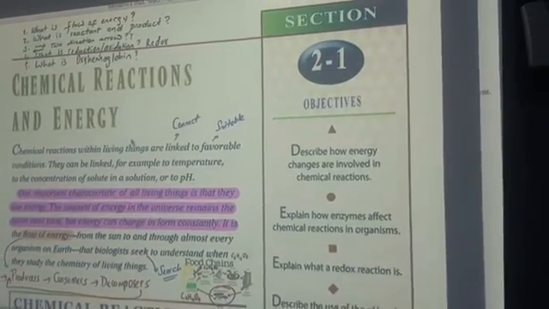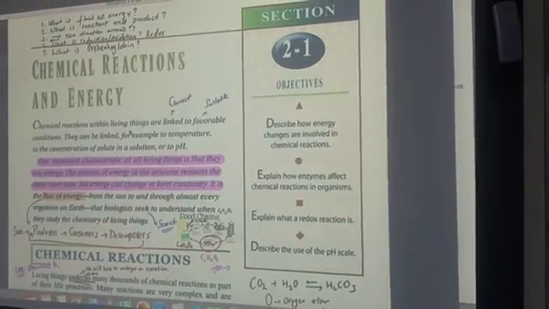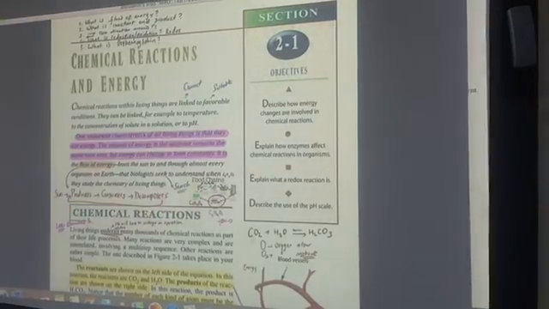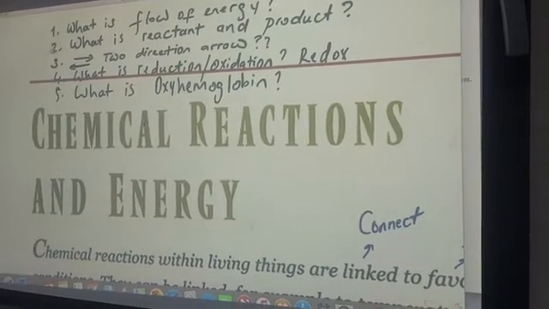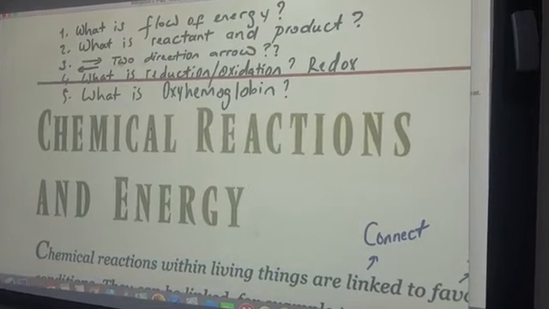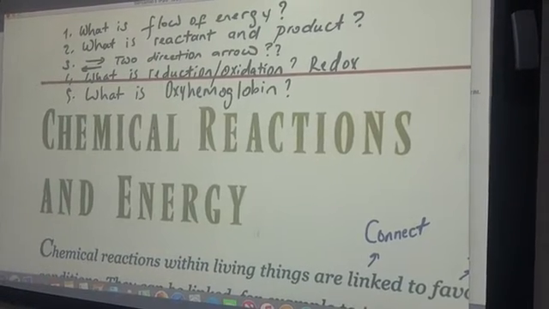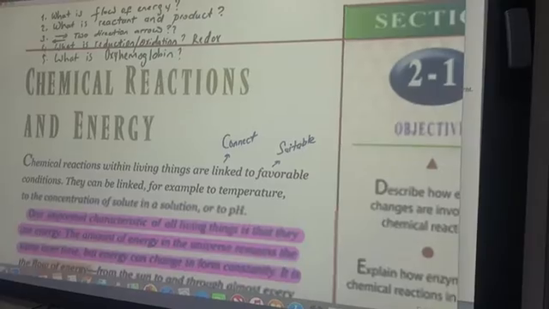Section 2.1, chemical reactions and energy. From here, as you see, we should know the flow of energy. The second one: what are reactants and products, and the meaning of the two-direction arrow, which is so important. And the fourth one: what is reduction and oxidation, redox. And finally, oxymoron. Let's get started.